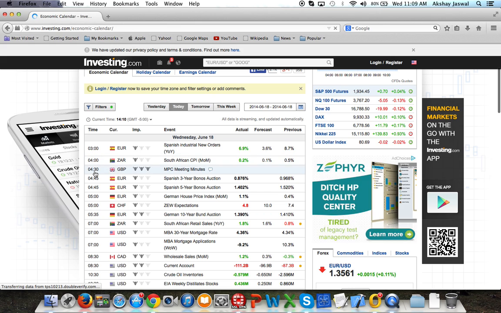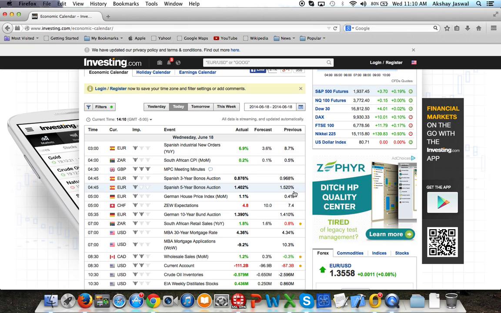These are the times at which these events are happening. This is the currency which is going to get affected by this event. This is the importance of the event, how important the event is. The more important the event is, like if you see three bulls here, it is going to affect the currency more than a one bull event will. This is the name of the event, and these are the actual values. This is the forecasted value, and this is the previous value.